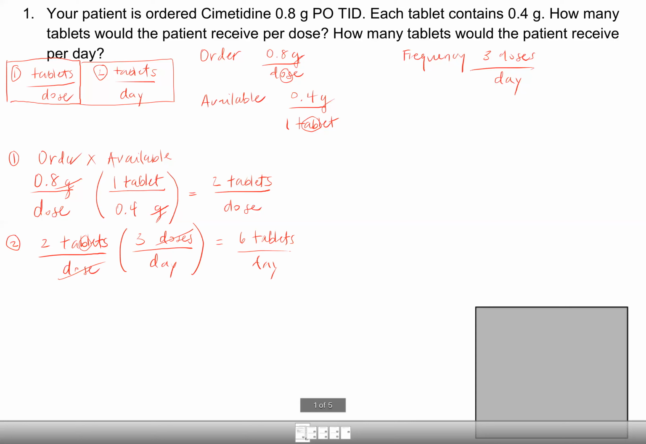In the shaded box, you're just going to go ahead and write 2 tablets per dose and 6 tablets per day as your final answer.